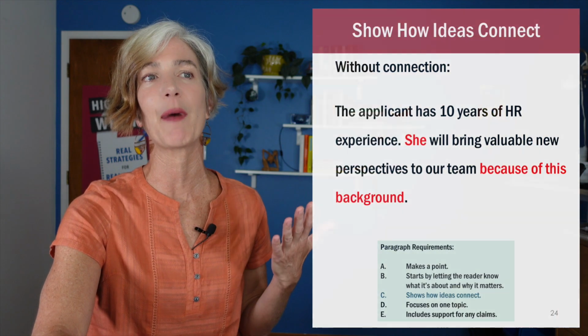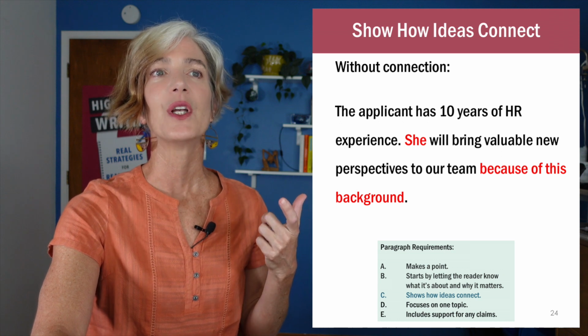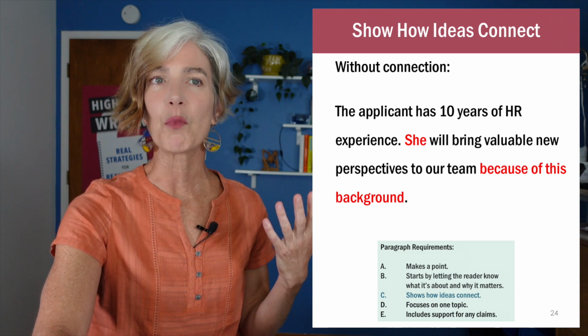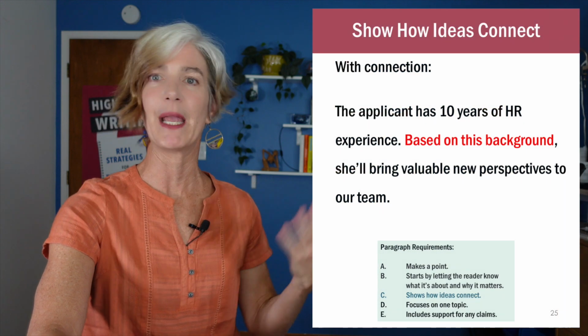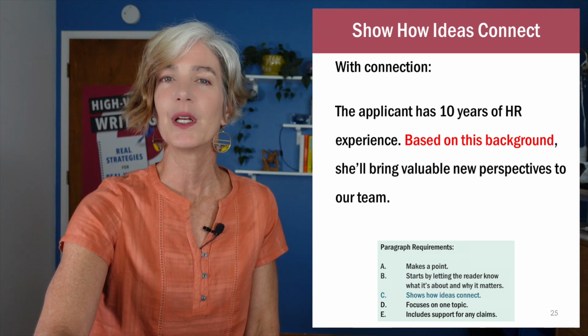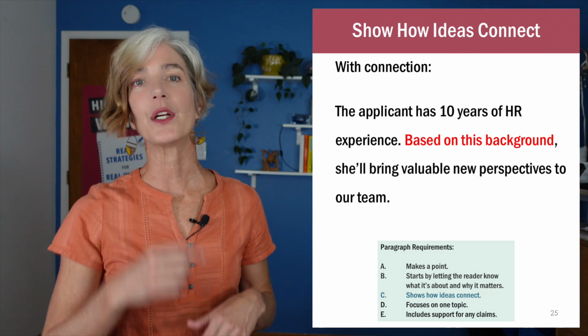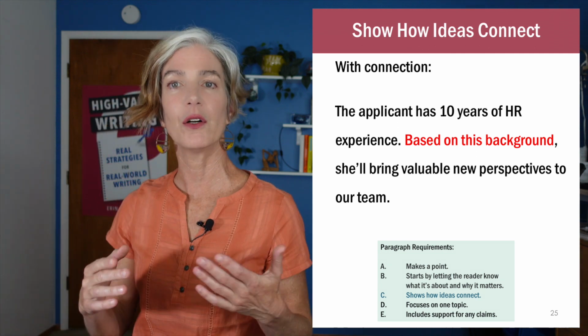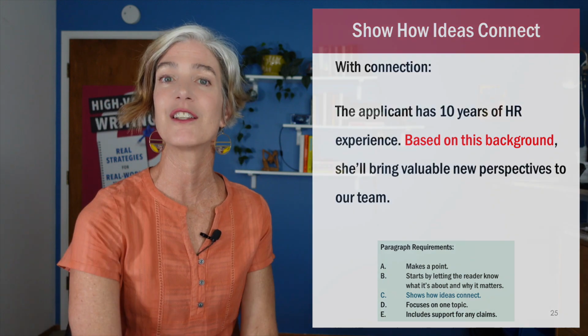However, when I finished reading the first sentence, I was thinking about her experience. So if we can switch things around, we might be able to get a little more flow even. So let's do this. The applicant has 10 years of HR experience. Based on this background, she'll bring valuable new perspectives to our team. So sometimes you'll find that you can just swap the order of a few words to make sure that you have flow by keeping the reader thinking about one thing at a time before you lead to another.